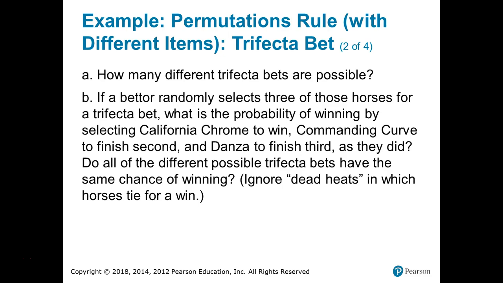Part B says, if a bettor randomly selects 3 of those horses for a trifecta, what is the probability of winning?